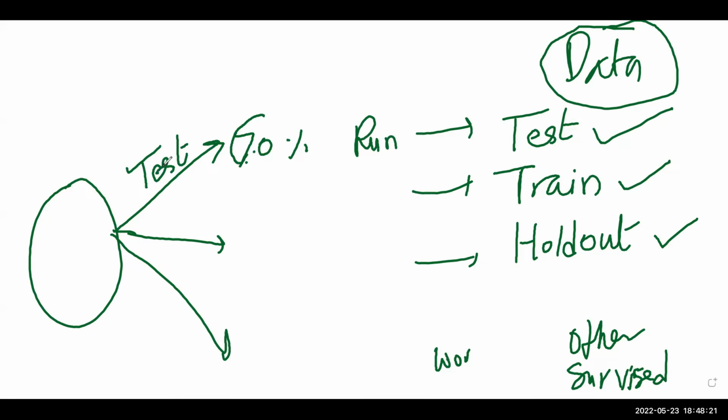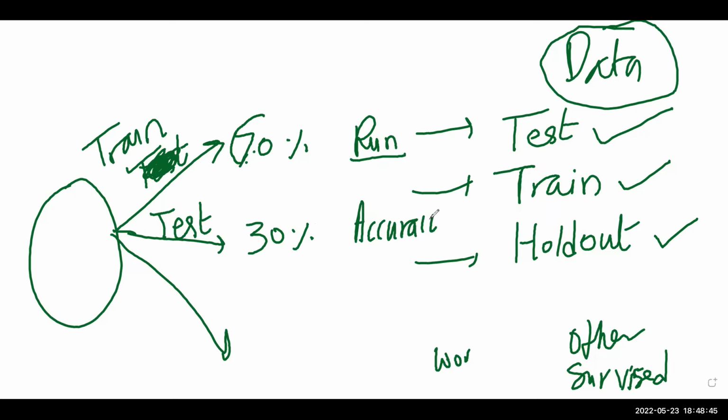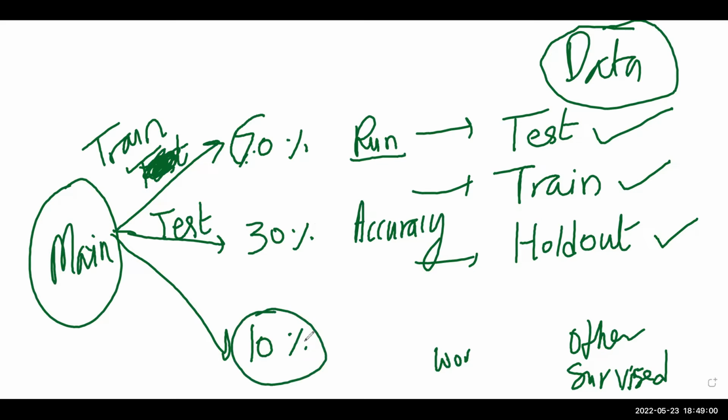Then it is a train data set. Train data set is the data set where you run the model. Then you have the test data set, which is 30%, and on this data set you examine the accuracy. And in the third case, you have the holdout data. This data also comes from the main data set. From the main data set, you take 10% of the data, run the model on it, and check the accuracy.